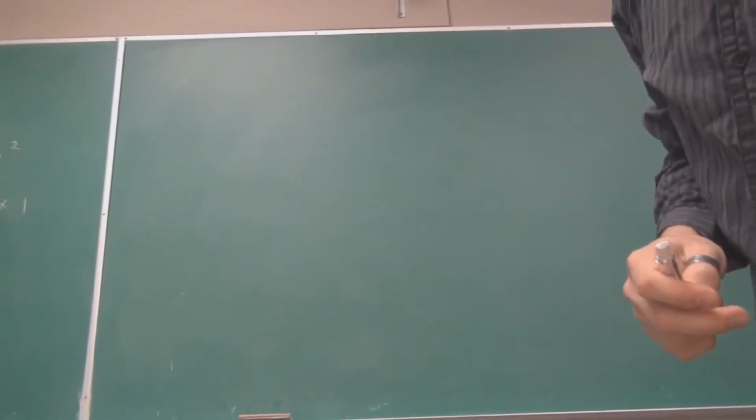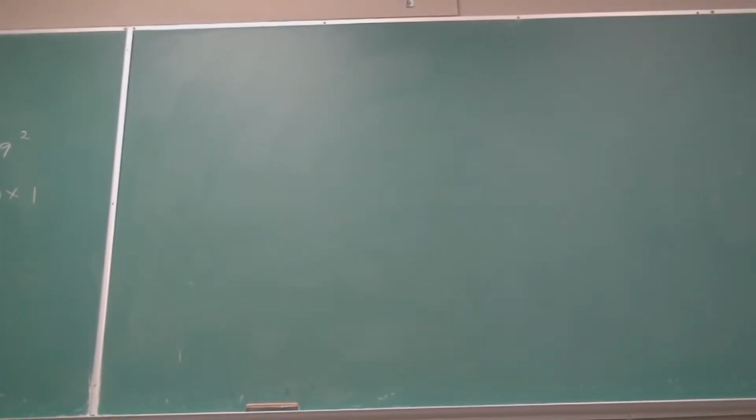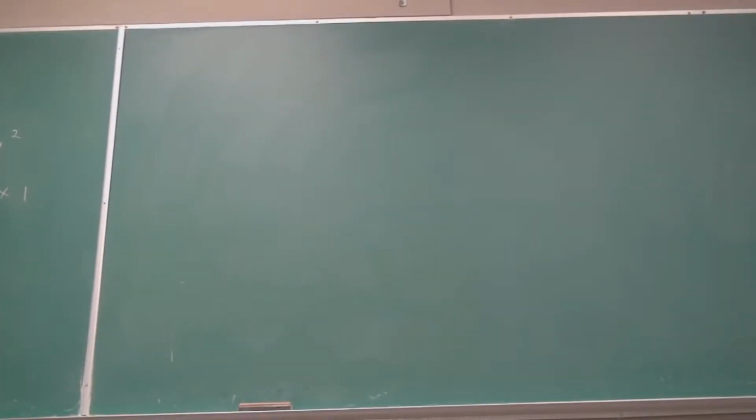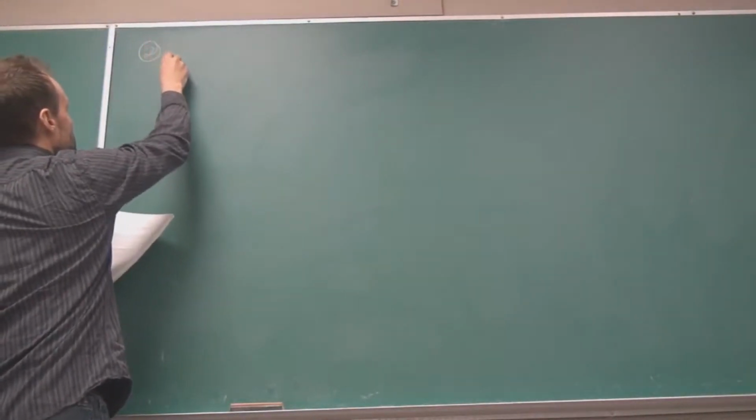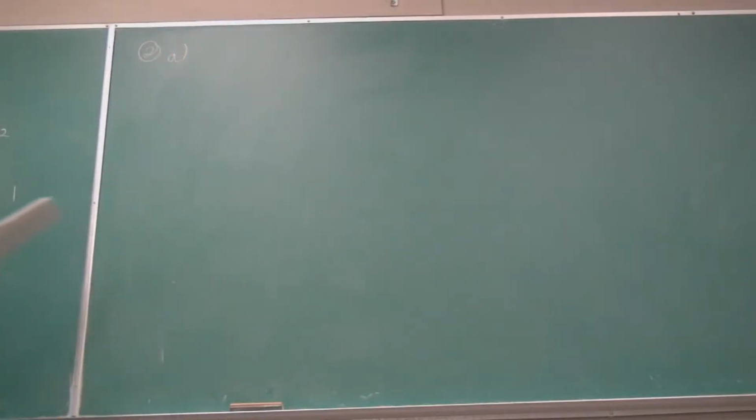Any other questions or comments? I don't want to do too many examples. 3 I feel is a nice compromise. Now, in number 2, we are given 5,094. And we want to represent that in different bases.